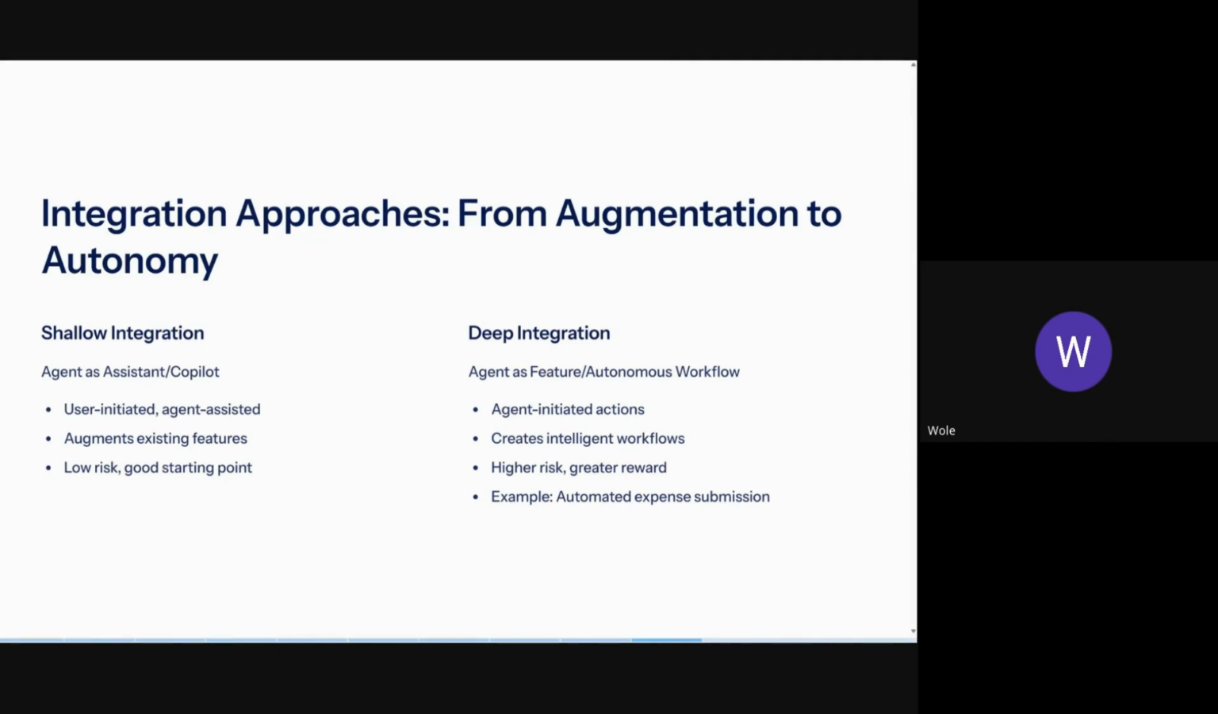All right, so now this is integration approach from augmentation to autonomy. You have two types of integration that I'm going to speak about. They might not be limited to these two, but these are the two that I understand and will provide context on. We have the shallow integration and the deep integration. So the shallow integration is basically the agent as an assistant. The user initiates, but the agent is assisting. It just augments existing features. It's usually low risk and a very good place to start.